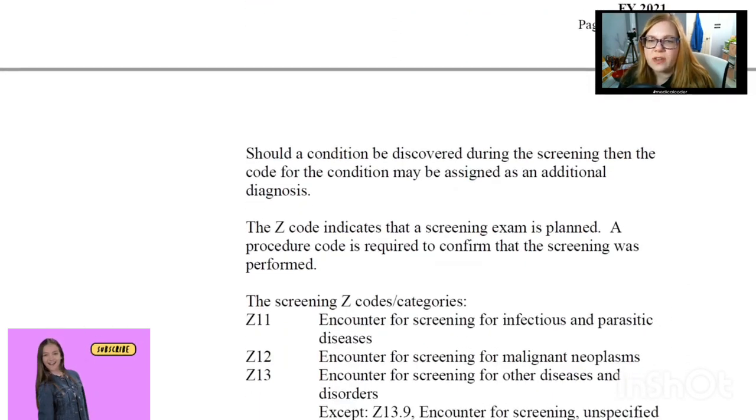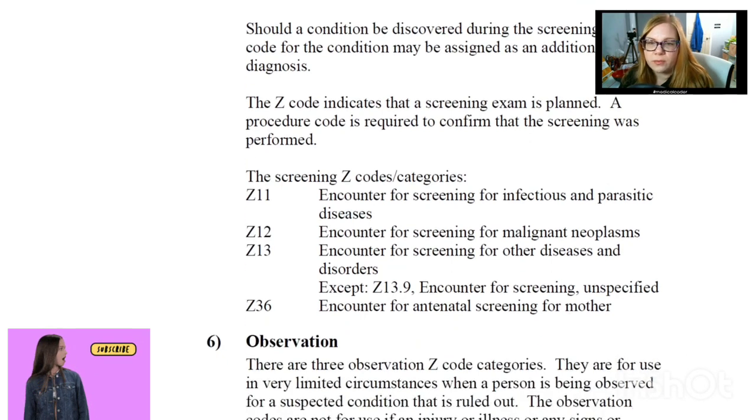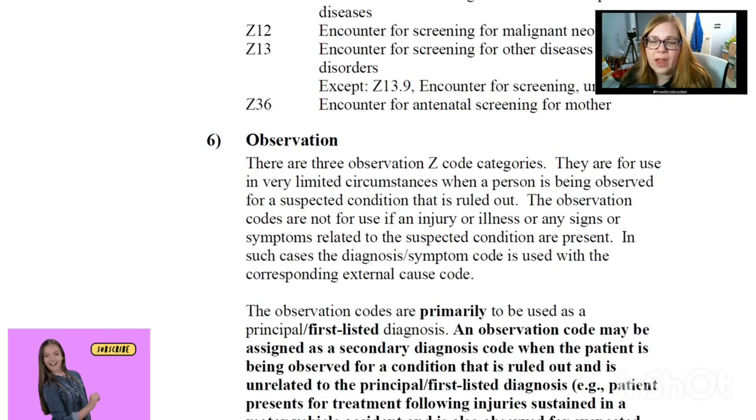Should a condition be discovered during the screening, then the code for the condition may be assigned as an additional diagnosis. The Z code indicates that a screening exam is planned. A procedure code is required to confirm that the screening was performed. So here's some examples. Z11, encounter for screening for infectious and parasitic diseases. Z12, malignant neoplasms. Z13, other diseases and disorders. Z36, antenatal screening for mother.